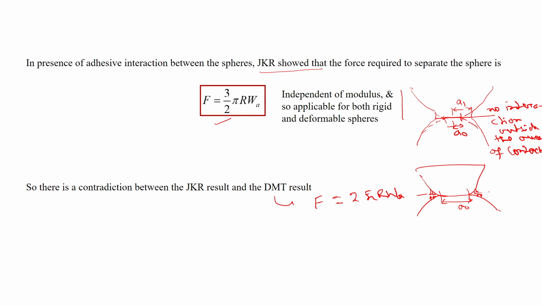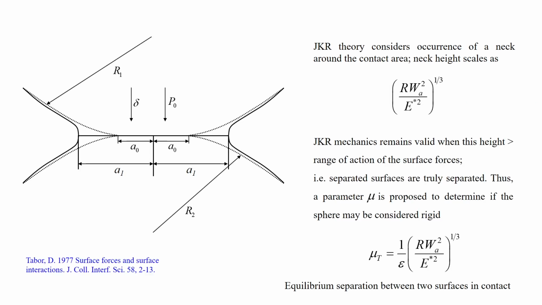So, finally, Tabor, he is also a mechanician. He resolved this in his 1977 paper, and he said that, look, in the case of JKR there is a neck formation over here. As I was saying, because of the Hertz mechanics, the contact area is only up to this A0, but because of this adhesion between these two spheres, the contact area goes to A1.